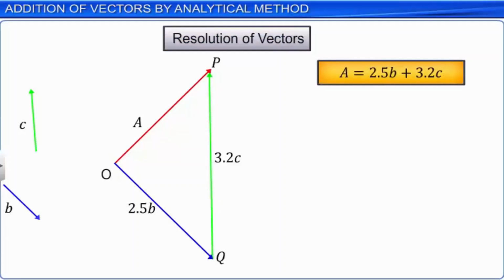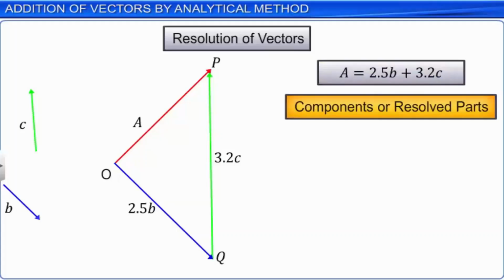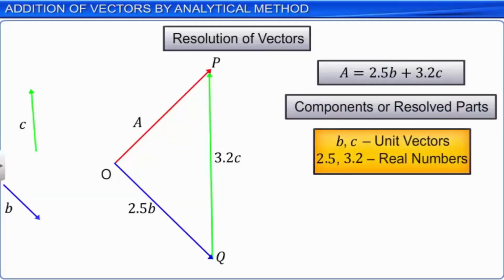2.5B and 3.2C are known as the components or resolved parts of A along the directions of B and C. In this expression, B and C are the unit vectors, and 2.5 and 3.2 are real numbers.